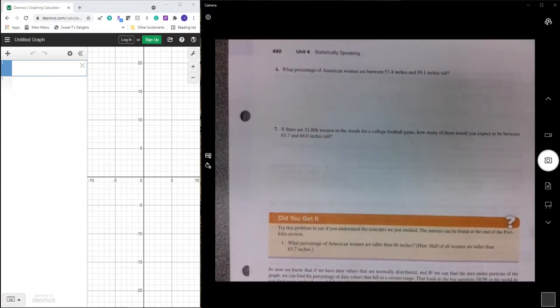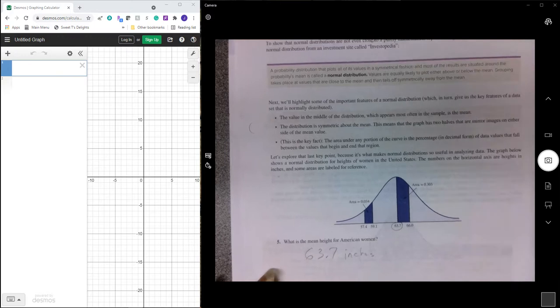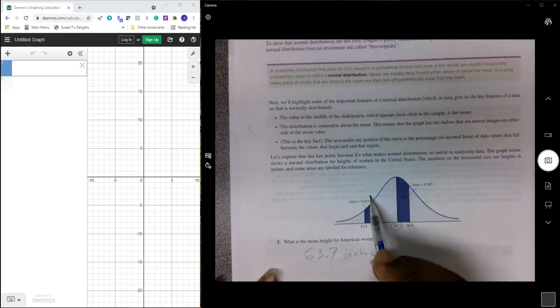Now we move on to the next page. It says, what percentage of American women are between 57.4 inches and 59.1 inches tall? You go to 57.4 to 59.1, you see it's 0.034. Change that to a percent. You'll move the decimal 2 places to the right. So it'll be 3.4%.